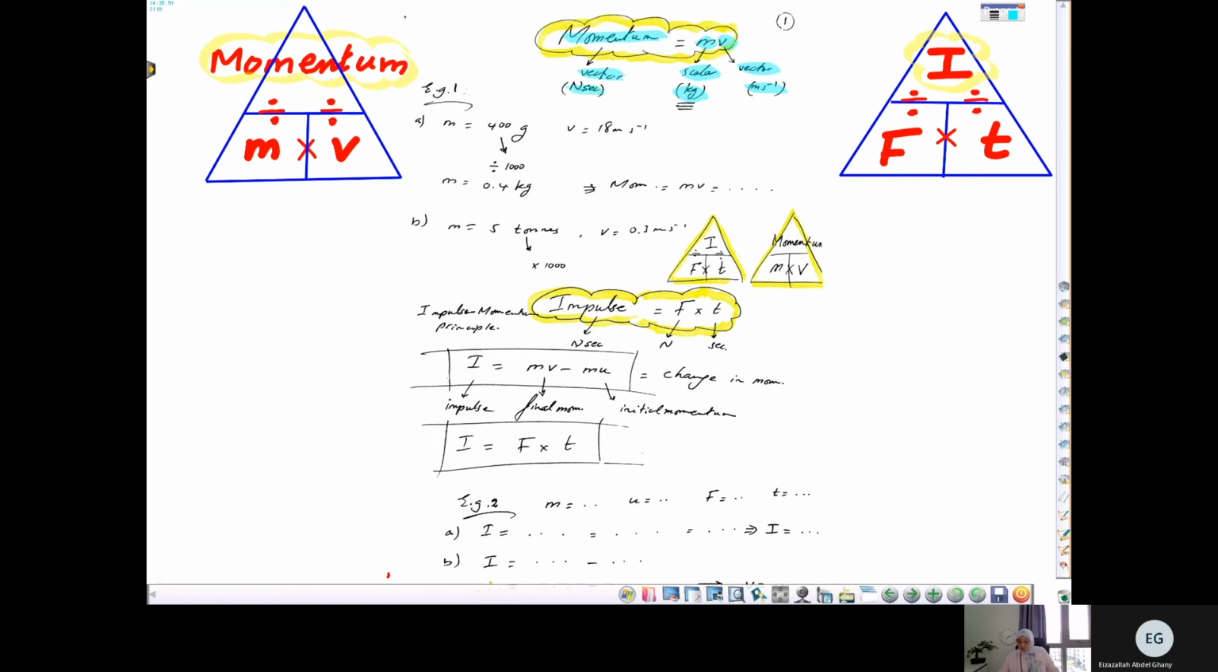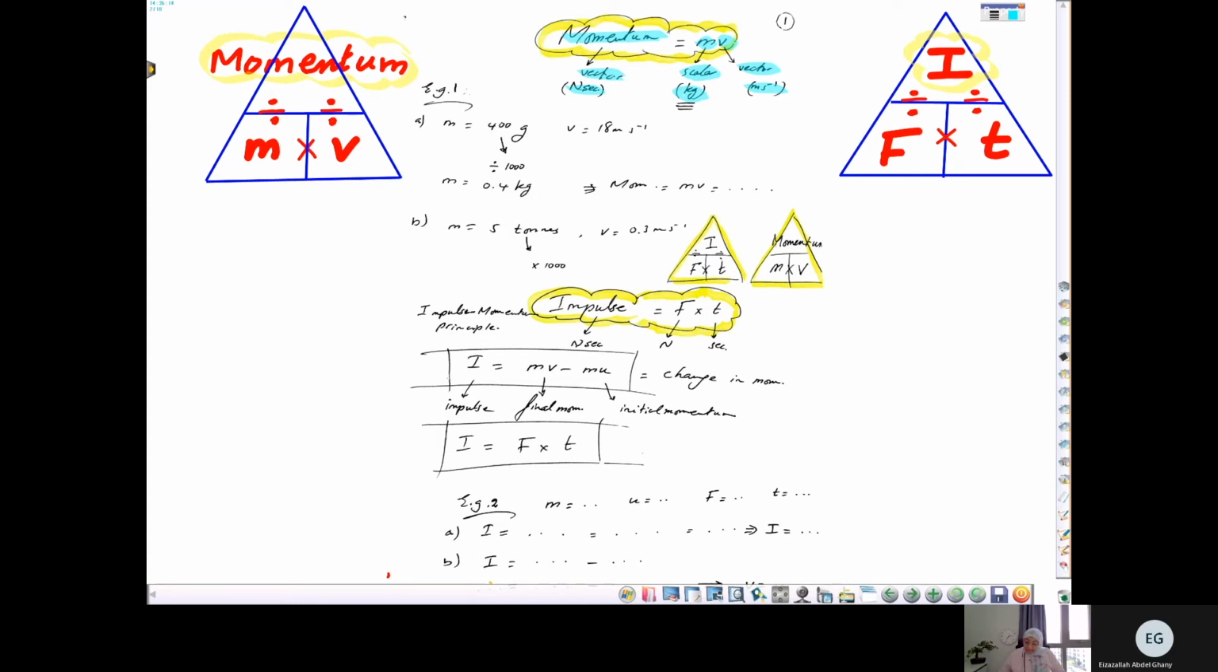Of course, you'll ask me, why don't you say it's measured in kilogram meter per second? Because simply it has two rules. As you can see the two triangles in front of you, momentum equals mass times velocity. Momentum equals mv.